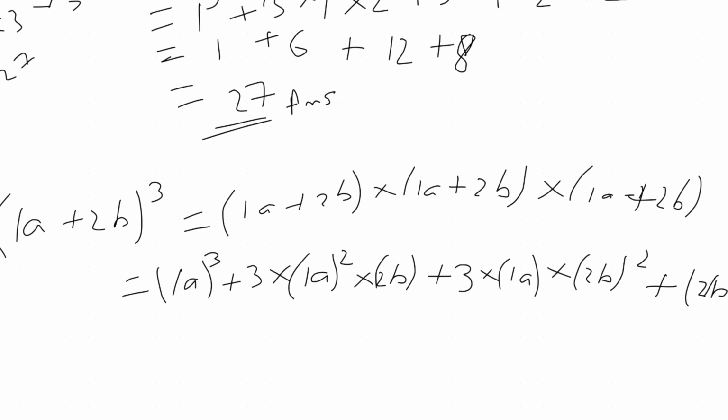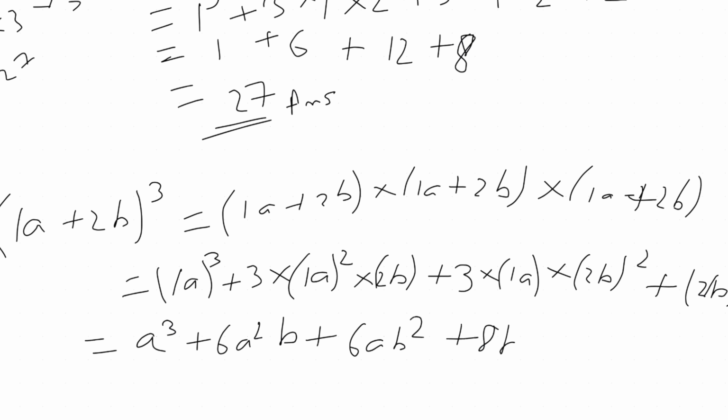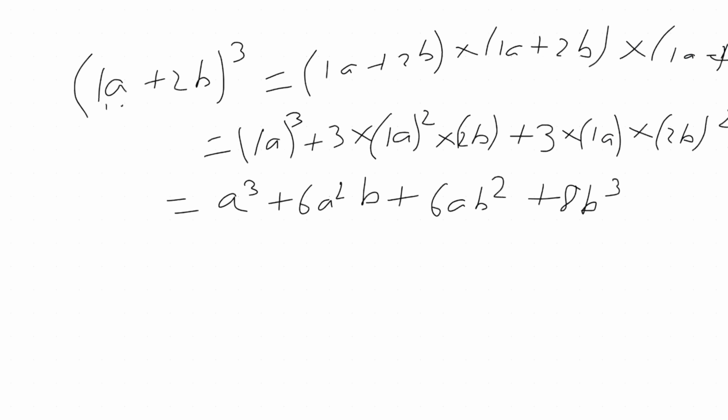What does this fetch us? a cube plus 6a square b plus 6ab square plus 8b cube. So instead of a, we used 1a. Instead of b, we used 2b, which is a mixture. You can say it's just a mixture of, or a product of, a constant and a variable. So this is your answer. Okay, simple, not complicated. Now let us move to a minus b whole cube.